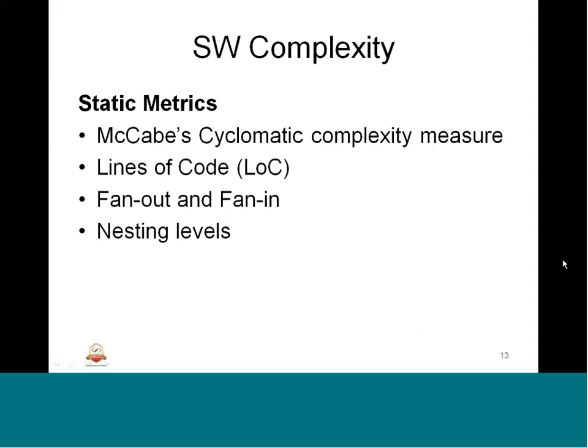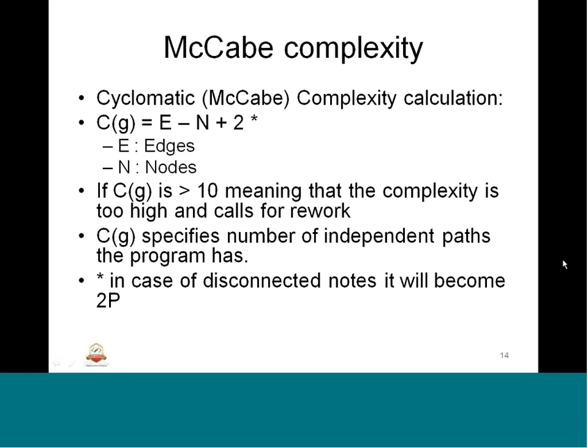Also we do software complexity, which is called a static metric, which we will study in detail in later sessions: metrics-based software complexity, lines of code, nesting levels, fan-out and fan-in. Then we went through cyclomatic complexity in a little more detail. Cyclomatic complexity is calculated as edges minus nodes plus 2, and if there are any disconnected paths, it becomes 2P, depending on the number of paths. P is nothing but the path.